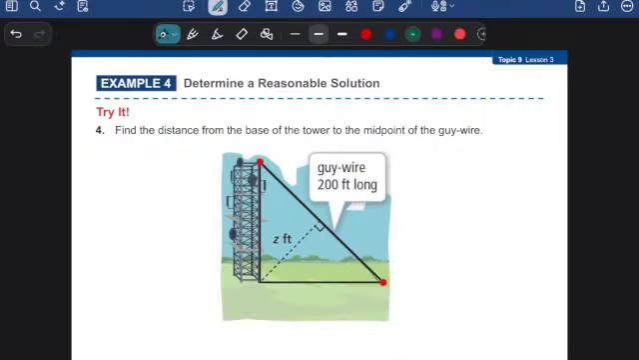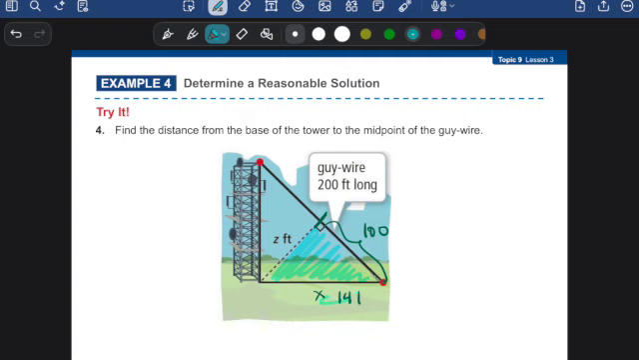Find the distance from the base of the tower to the midpoint of the guide wire. So now we have a different right triangle. We know this side is still x. If it's the midpoint of the guide wire, we're cutting this in half. So then what's that length from the midpoint to the ground? Well, we know it's going to be 100. And we know x is approximately 141, do we not? Okay, so if we're looking at this triangle that's drawn now, the hypotenuse now is 141.